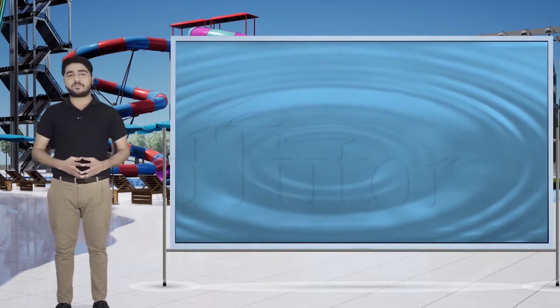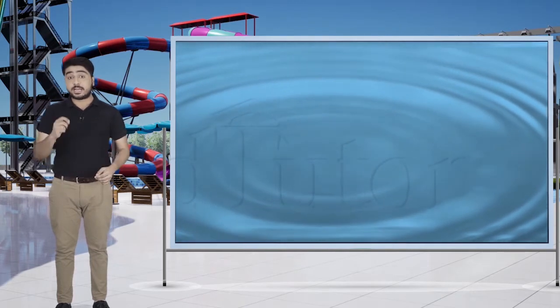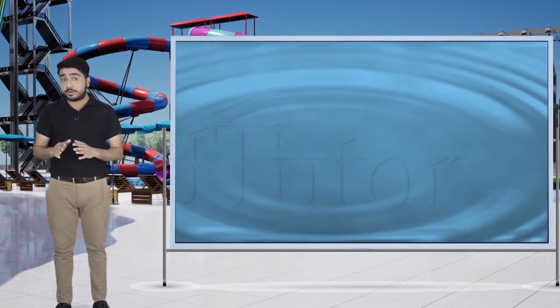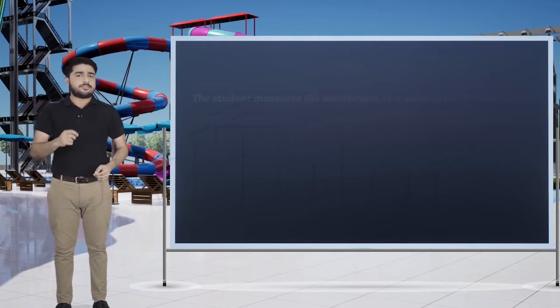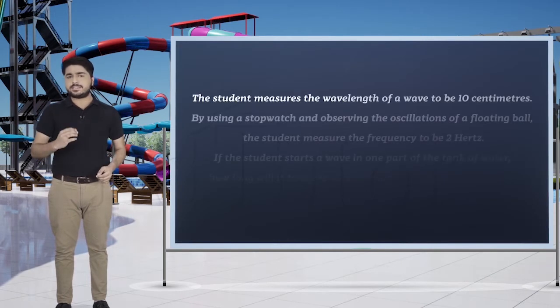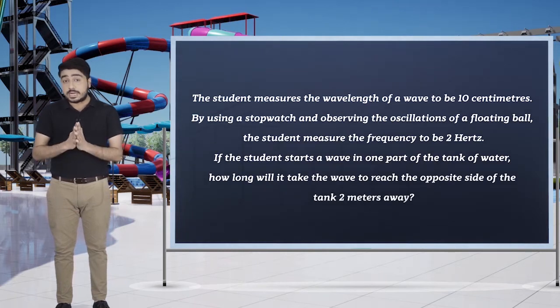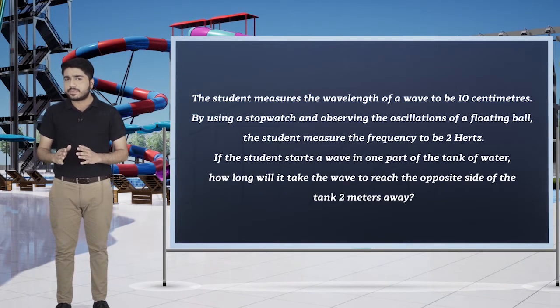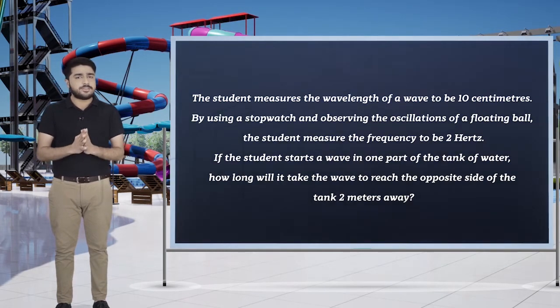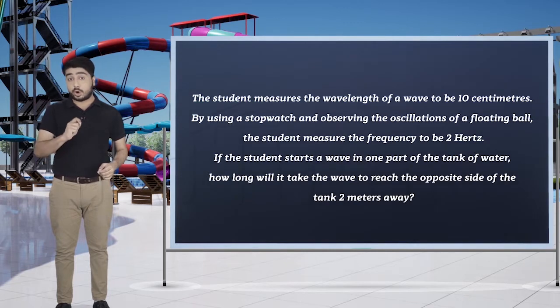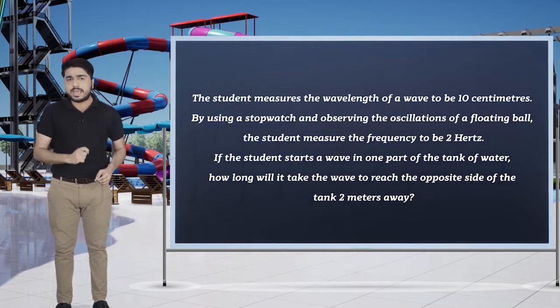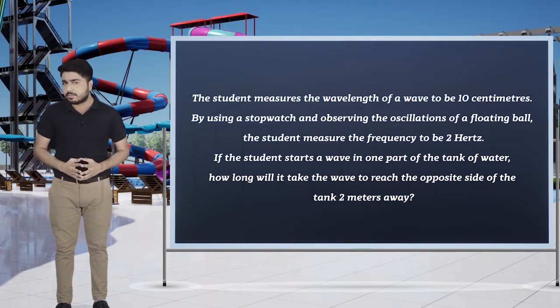So let's begin. A student performs an experiment with waves in water. The student measures the wavelength of a wave to be 10 centimeters. By using a stopwatch and observing the oscillations of a floating ball, the student measures the frequency to be 2 Hz. If the student starts a wave in one part of the tank of water, how long will it take the wave to reach the opposite side of the tank 2 meters away?